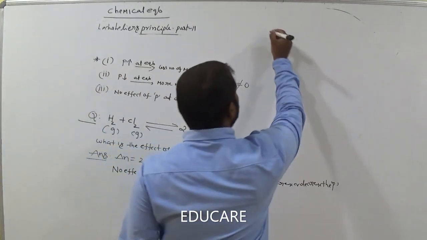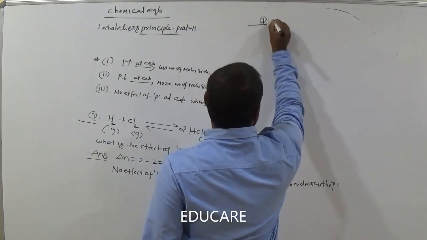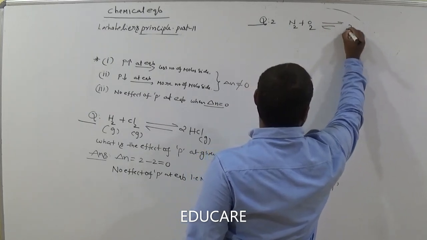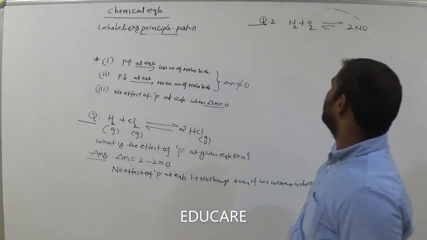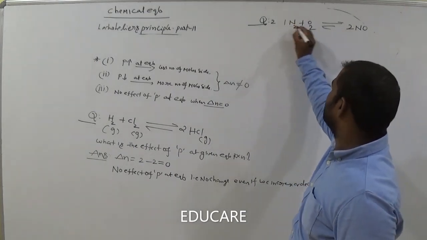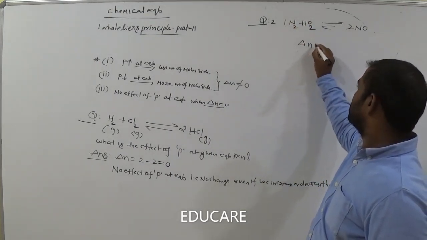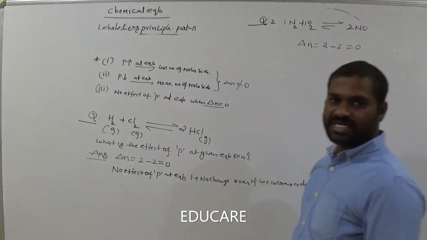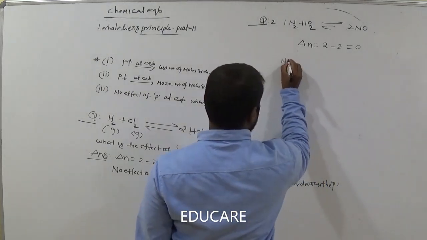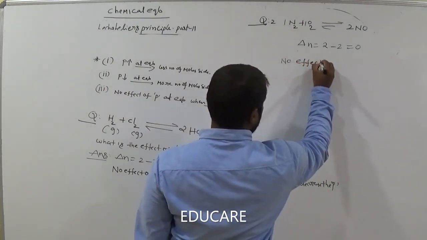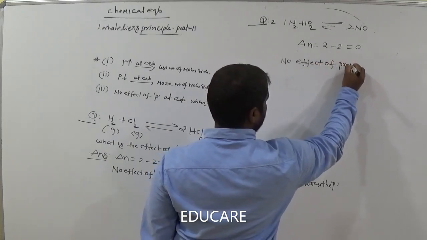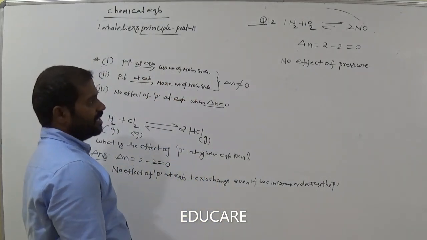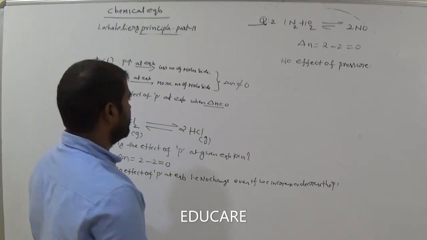Now question number 2. N2 plus O2 is reversible to 2NO. So what is the effect of pressure here? Delta n is equal to 2 minus 1 plus 1, that is equal to 0. What is the effect of pressure here? No effect of pressure. Number of moles are equal at both sides. Is it clear, ma?